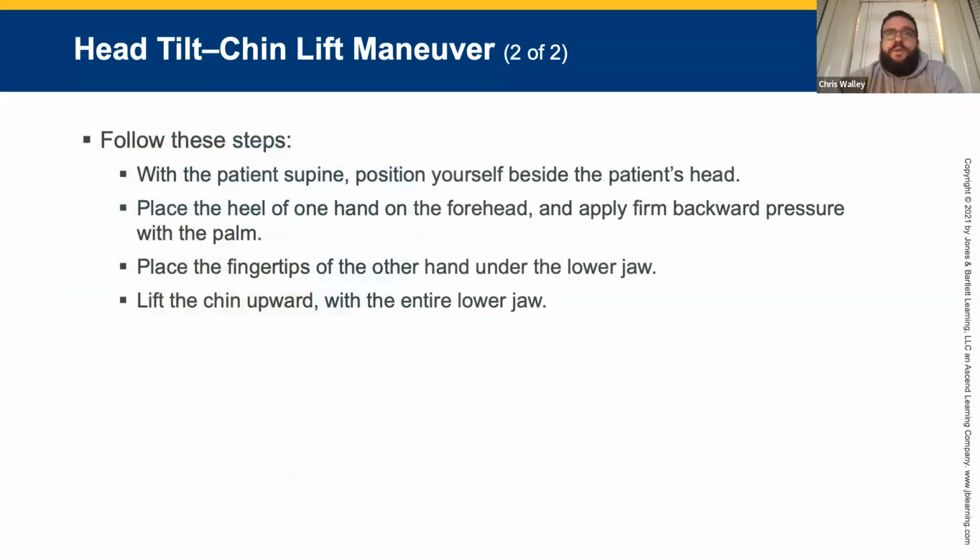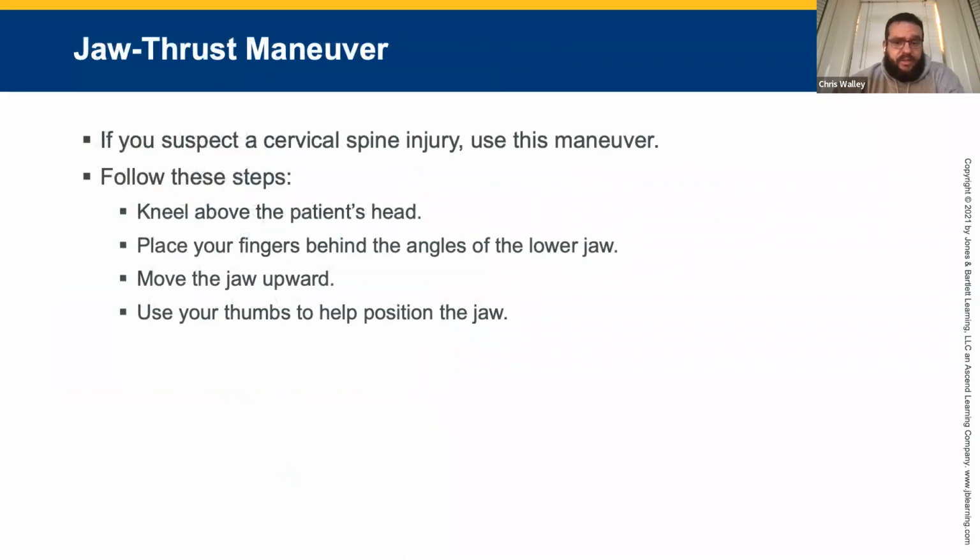So with the patient supine, position yourself beside the patient's head. Place the heel of one hand on the patient's forehead to apply backward pressure. I'm hoping that all of y'all have taken CPR. I'm pretty sure that y'all have at one point taken CPR and you are certified. So I'm not going to read over the proper way of doing the head tilt chin lift. The jaw thrust is just as important if we suspect any type of spinal trauma.